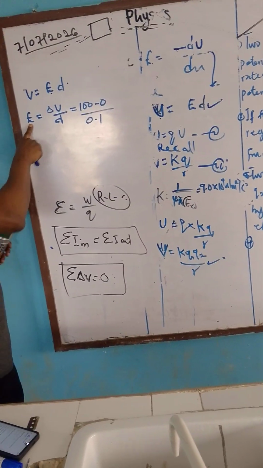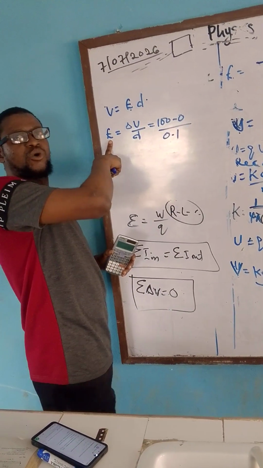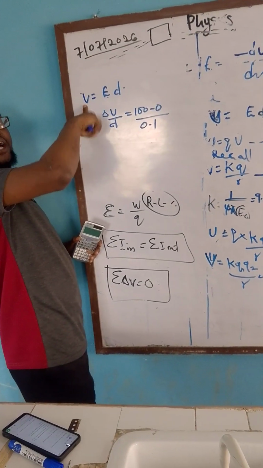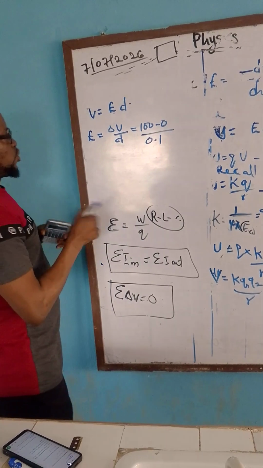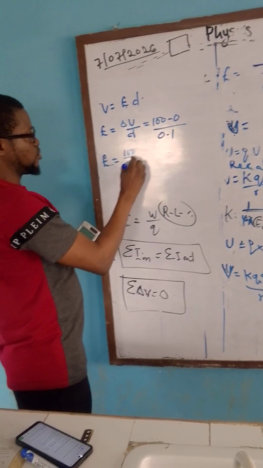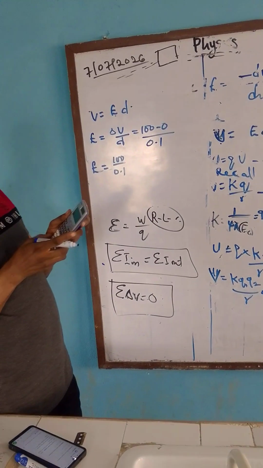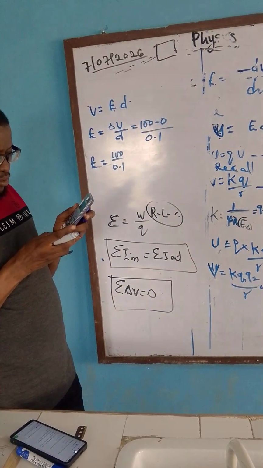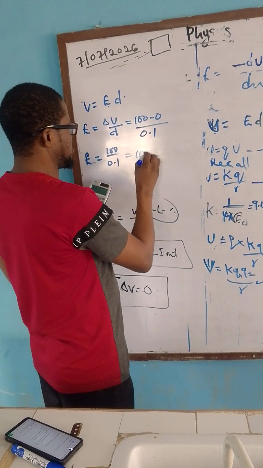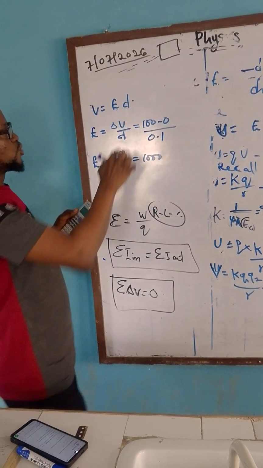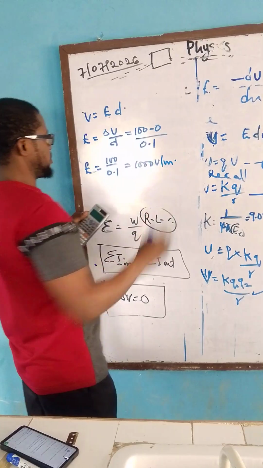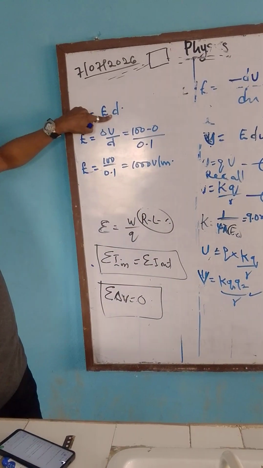So what am I looking for now? I am looking for electric field, though electric field is not what they want us to find. But let me get it and put it back in this formula to get my V. Meaning, E is equal to 100 minus 0 divided by 0.1. So I have 100 divided by 0.1, which is 1000 if I am right. This one is in volts, this one is in meters. So I can say V per meter.